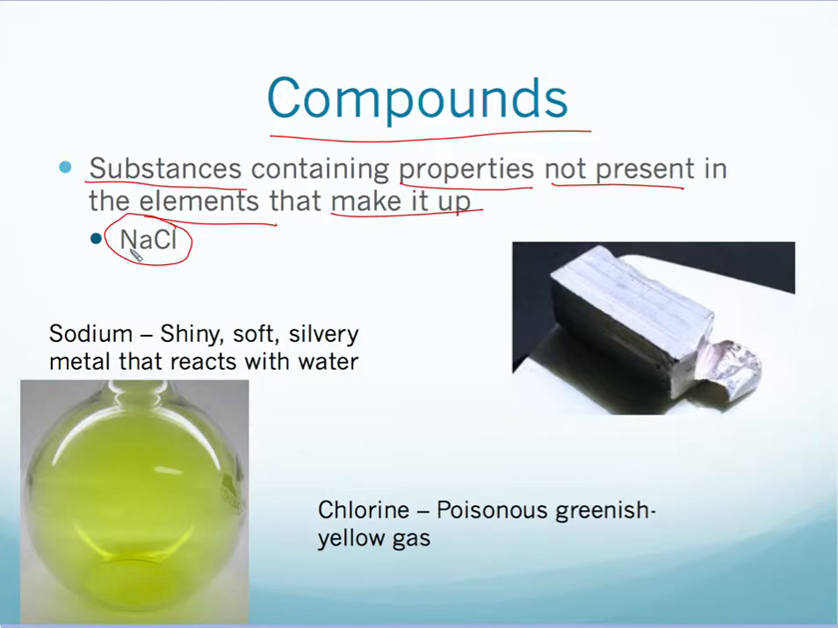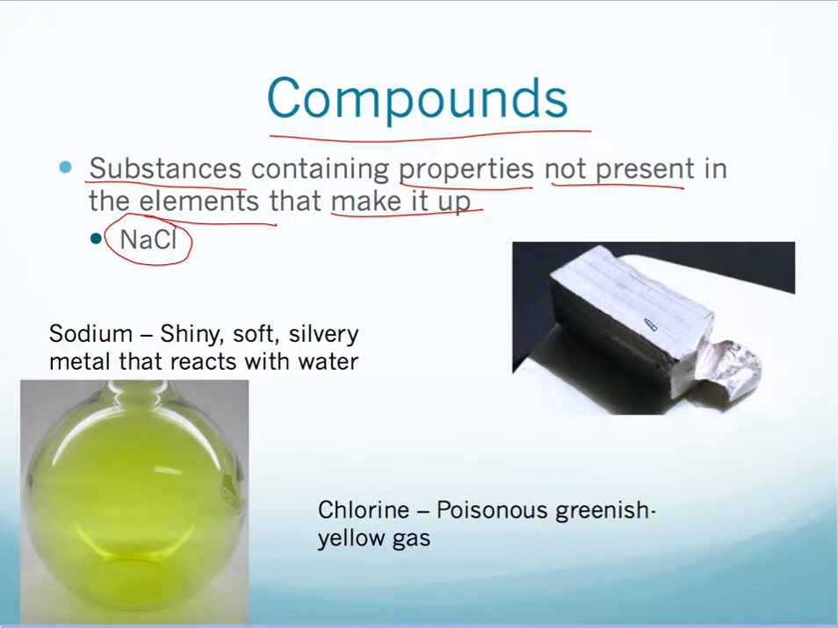Salt is made of sodium and chlorine. Sodium is this substance over here. This is a soft, shiny, silvery metal. This is sodium in its elemental form. This container, which is green, is chlorine gas. Now, sodium, while it's a metal, is also toxic to consume. So if you would eat this, you would get sodium poisoning, which wouldn't go well for you.